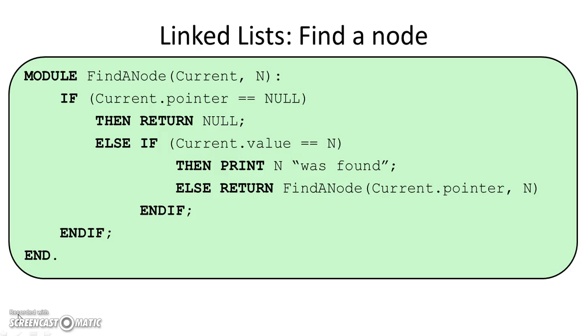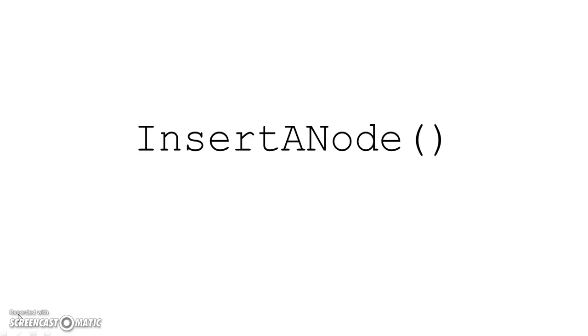How do we find a node recursively in a linked list? We find a node simply by checking if what we're pointing to at the moment is null. If it is null, then return null. Otherwise, if the value we're looking for is the current value, then we print out we've found it, else we return this module again, find a node, not with current though, but with what current is pointing to, and n. So we'll keep calling find a node with the next value until we find the current value equal to n, and then we'll print out n was found.